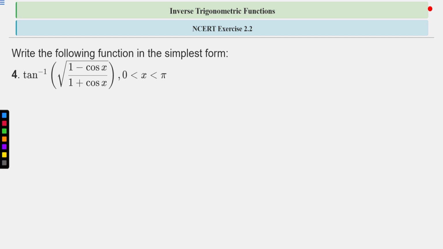Let's move to the next question. Next question is, write the following function in the simplest form. And the function is tan inverse of root over 1 minus cos x upon 1 plus cos x, when x belongs to 0 to pi. Clear? You have to write the given expression in the simplest form, right? So you have 10 seconds to solve or think about this question. After that, we will discuss the solution part, right?